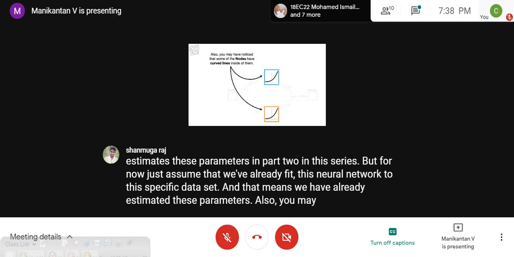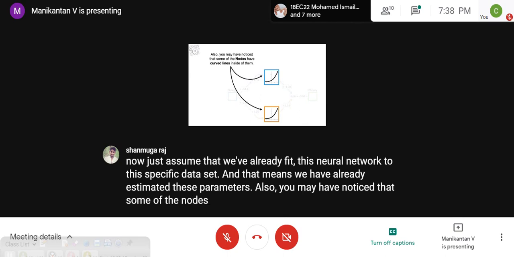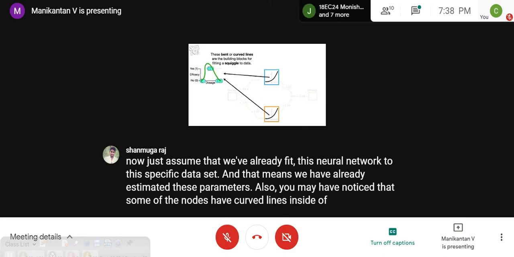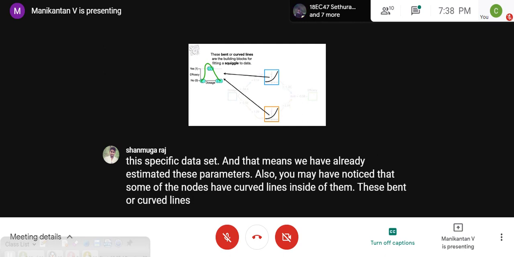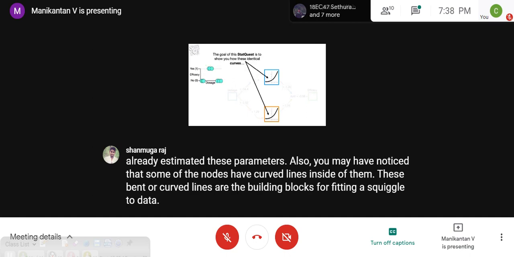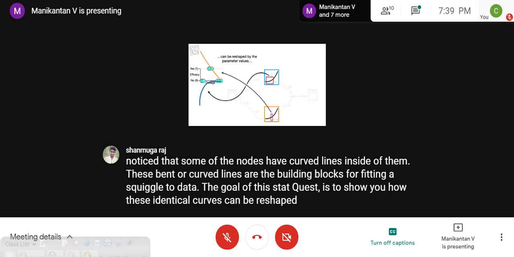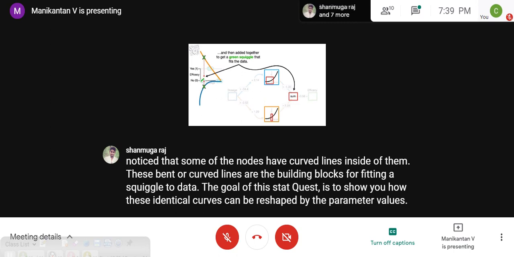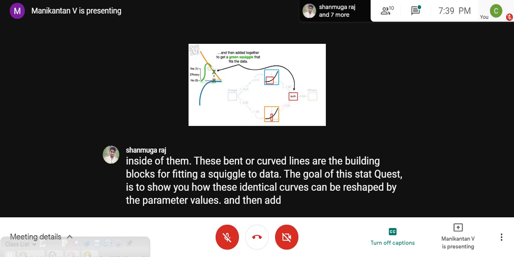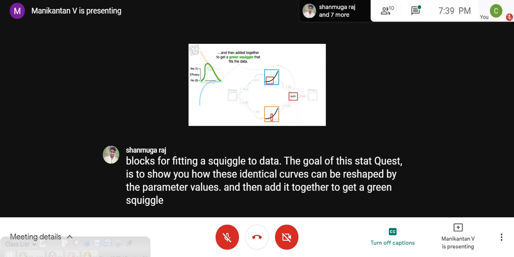Also, you may have noticed that some of the nodes have curved lines inside of them. These bent or curved lines are the building blocks for fitting a squiggle to data. The goal of this stat quest is to show you how these identical curves can be reshaped by the parameter values and then added together to get a green squiggle that fits the data.